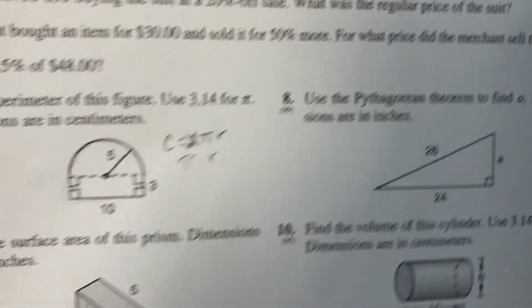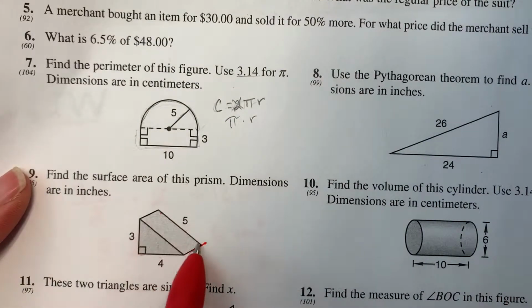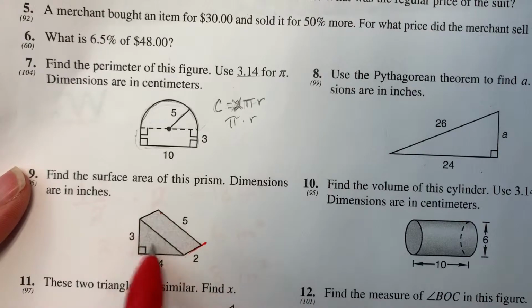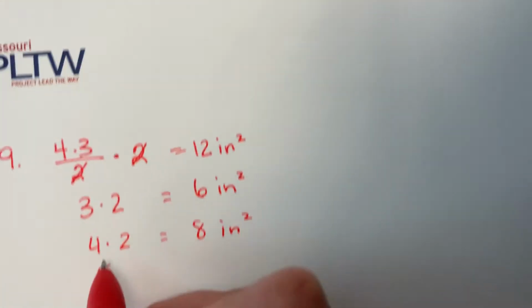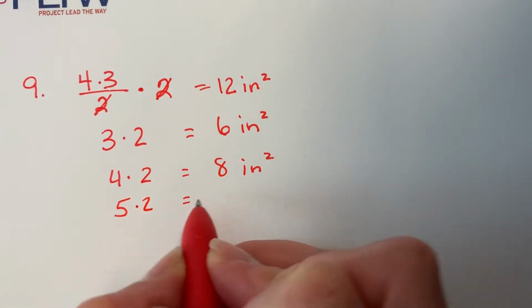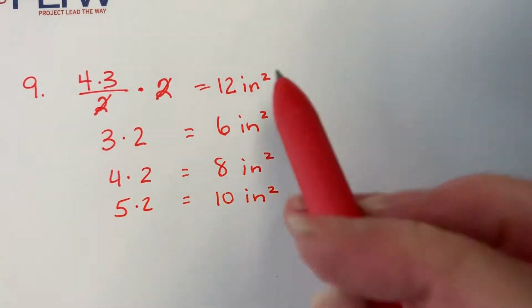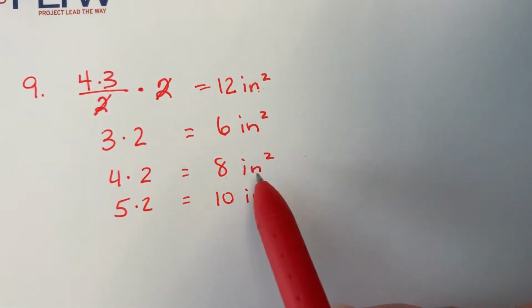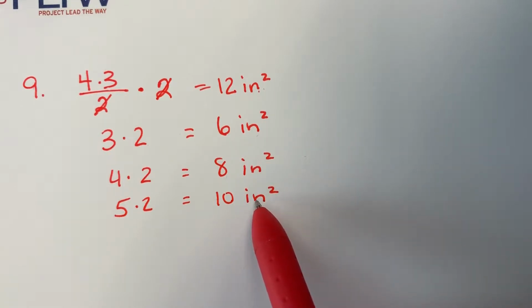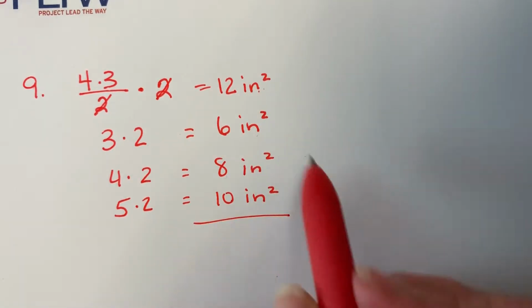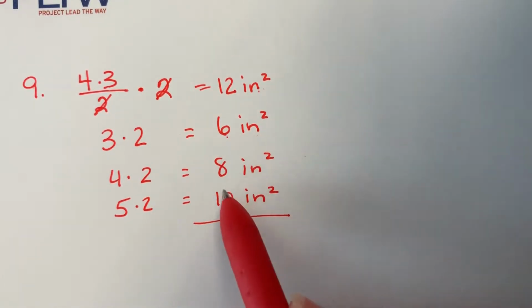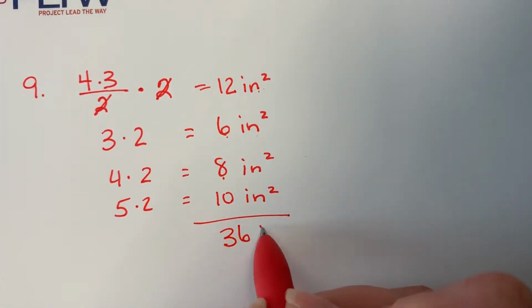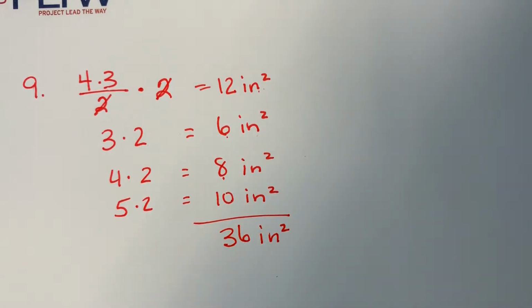And then the last thing that I have to do is the 5 times 2 to get this front side here. So 5 times 2 equals 10 inches squared. So this is the front and back triangle. This is the back side. This is the base. This is the front side rectangle. So when I add these up, I have 12 plus 6 is 18, plus 8 is 26, plus 10 is 36 inches squared, and that's the surface area.